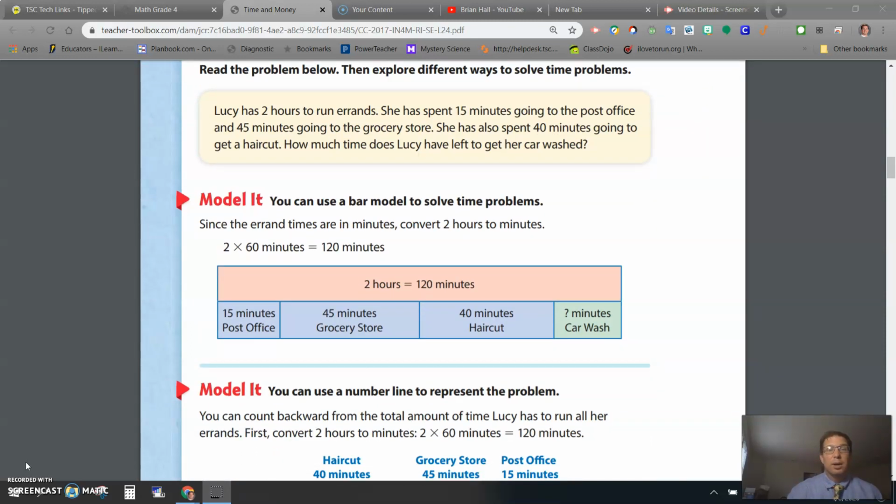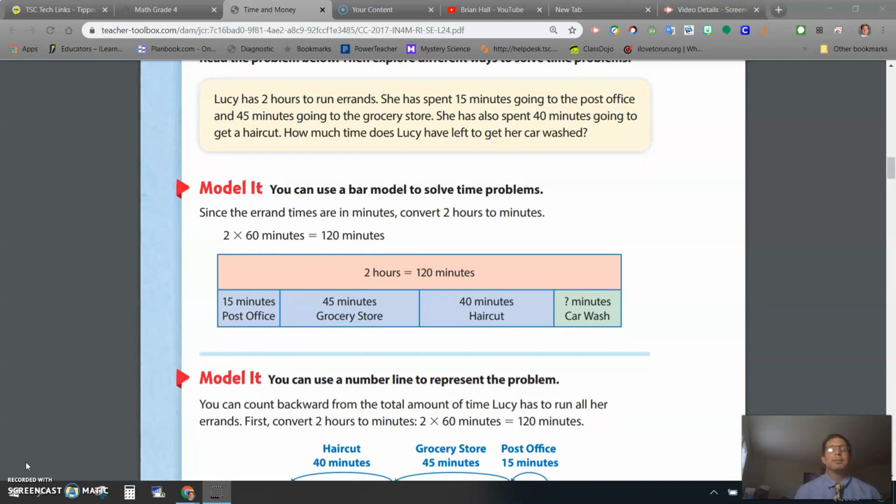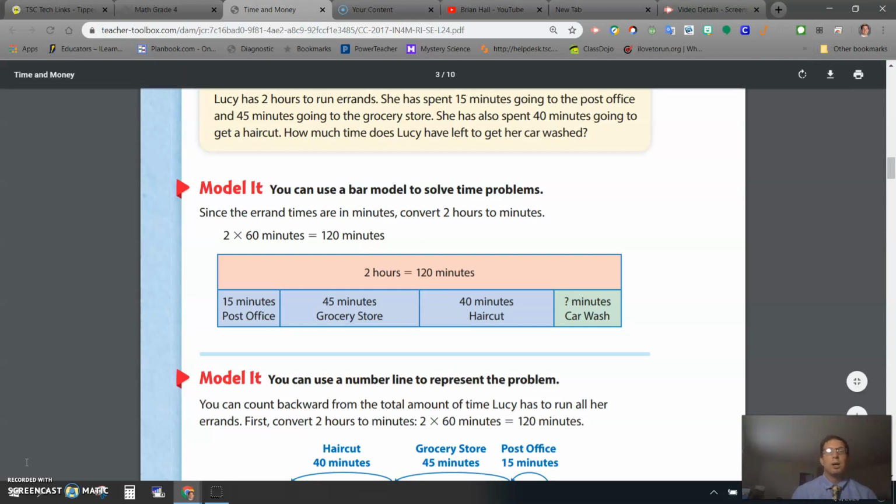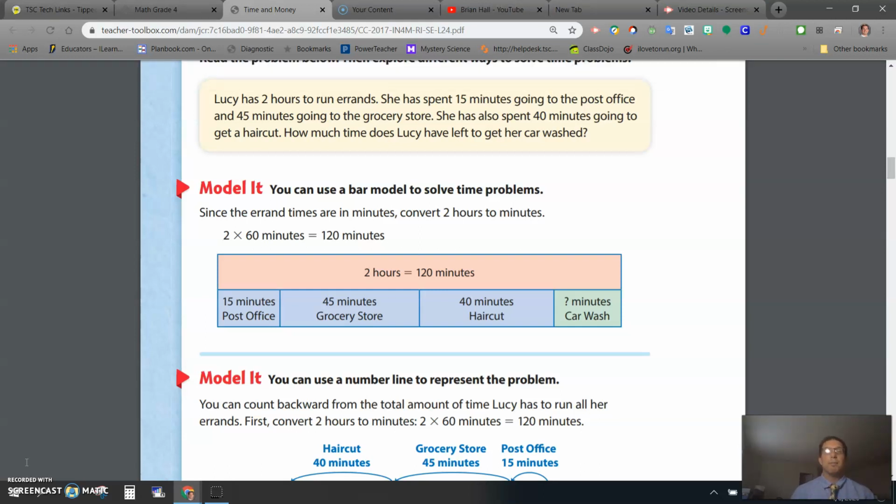As you see, this lesson is going to be getting everything the same units, but it's going to be converting hours to minutes and later minutes to seconds. What you need to know is there are 60 minutes in 1 hour. So in our example, Lucy has 2 hours to run errands. The first thing we need to do is convert that into minutes, because it says she has 15 minutes to go to the post office, 45 minutes to the grocery store, 40 to get a haircut. So it shows you in the model it right here that 2 times 60 minutes equals 120 minutes to run her errands.